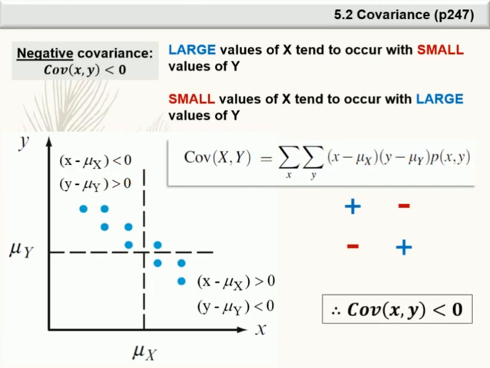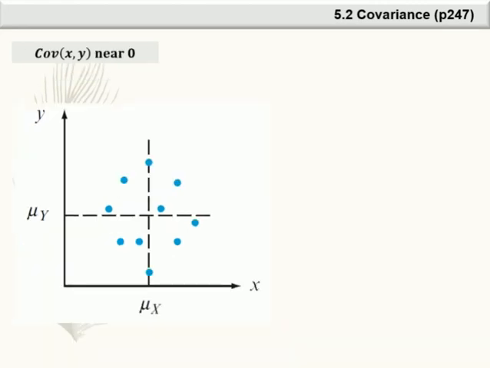Now lastly, suppose there's no clear pattern, you're going to find that the covariance is going to be near 0. So they need to be clear upward or downward, sort of along a straight line. Okay, I'll tell you more about this straight line idea a little bit later.